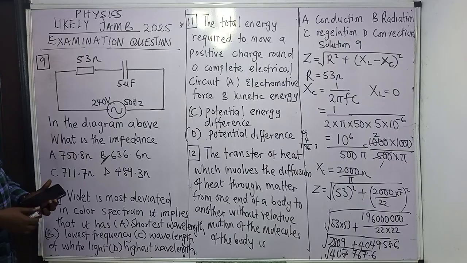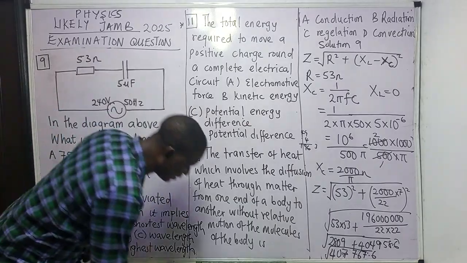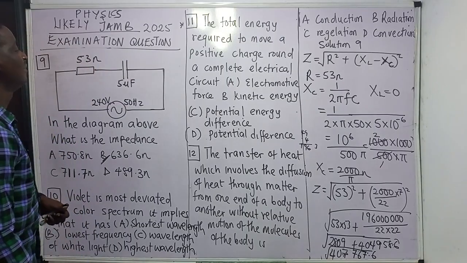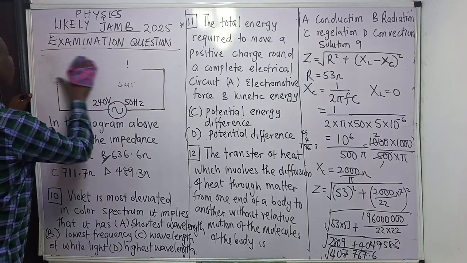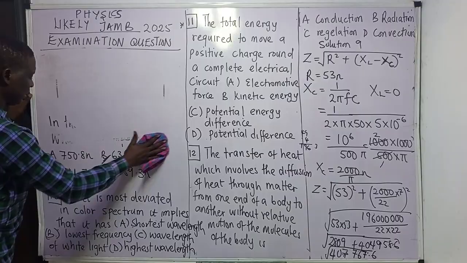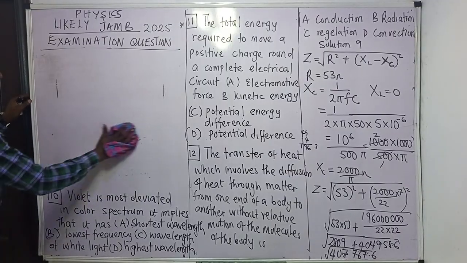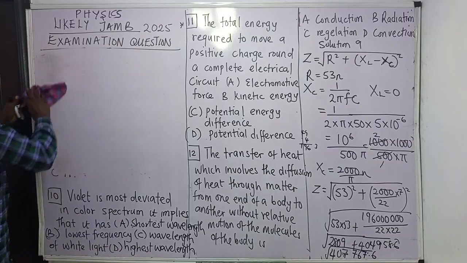Now the next one I want to do is this: the violet is the most deviated color in the spectrum. It implies that it has dash. Now there is something very interesting I want to tell you about violet. Now, if we have these various colors, what are the various colors that we have?